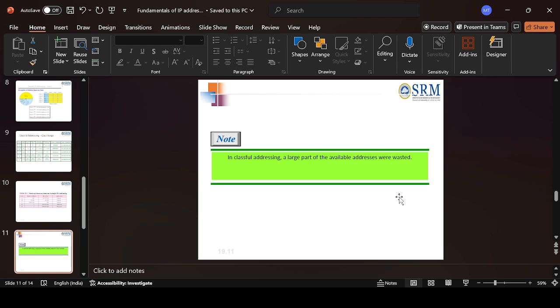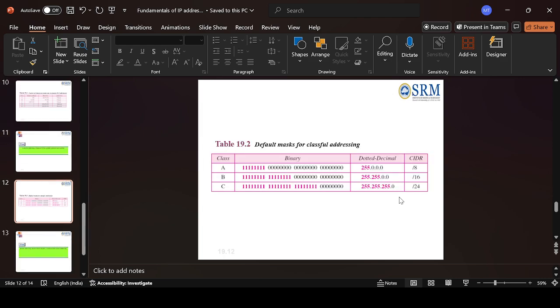In classful addressing, one disadvantage is that a large part of the available addresses is wasted. Coming to the default mask for classful addressing, this mask value will be useful when we do subnetting. The subnetting will be discussed later. So for a class A address, it is a standard mask value, 255.0.0.0, and it is represented as /8, the address followed by /8.